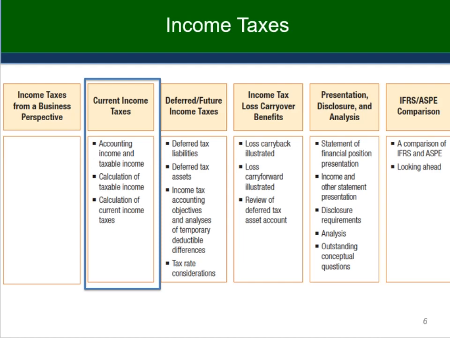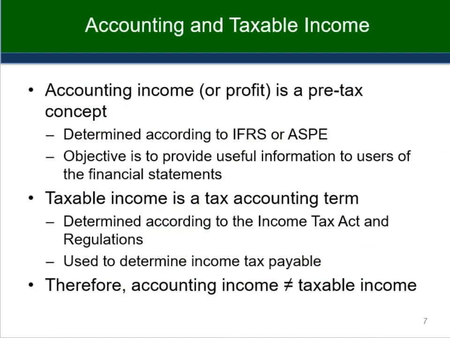Now we move on to deferred or future income taxes. Well, I'm not quite there yet. Accounting income is a pre-tax idea, and it's determined according to the financial accounting standards. The objective is to provide useful information to the users of the financial statements. The tax code, the Income Tax Act, and regulations are designed to determine income tax payable for the purpose of collecting taxes which fund government operations. So accounting income is not usually the same as taxable income.